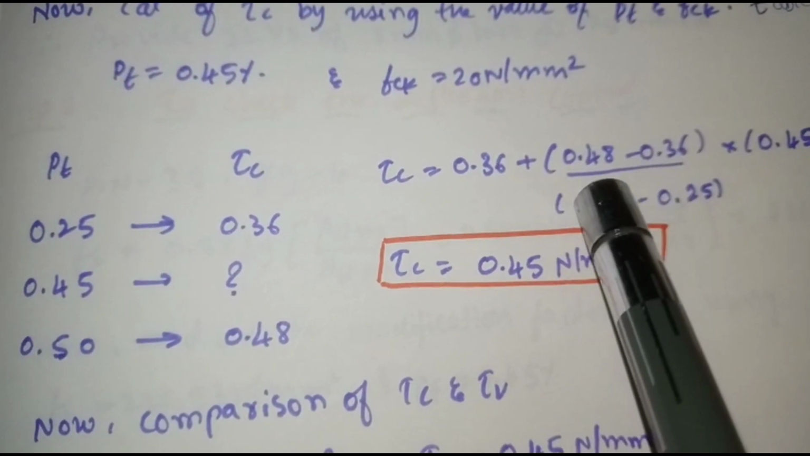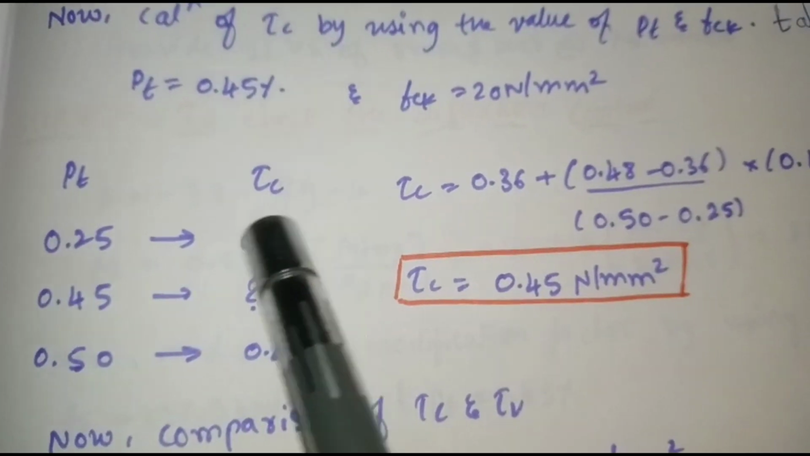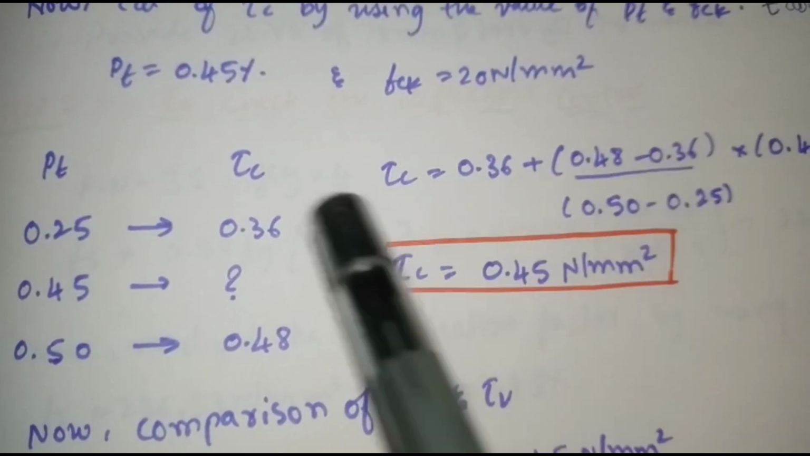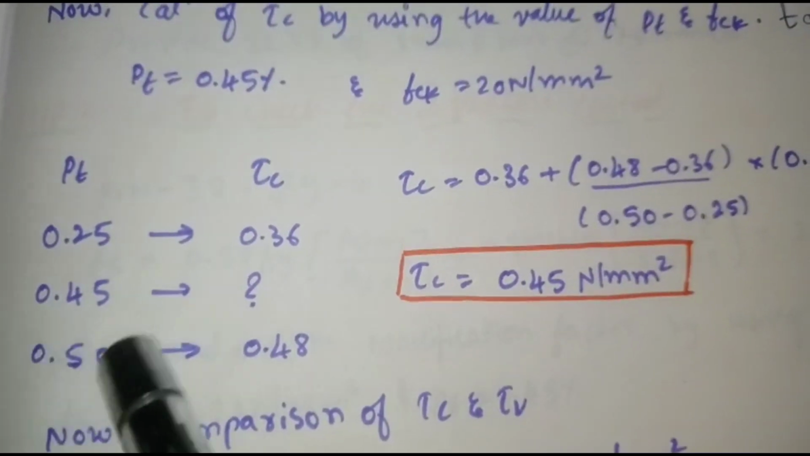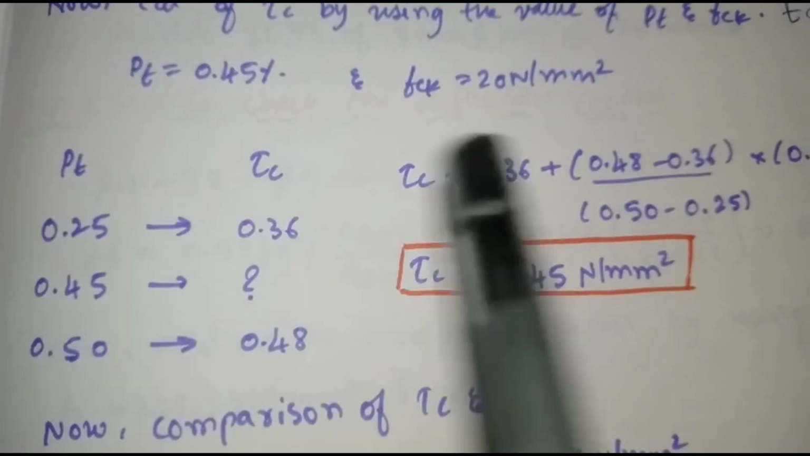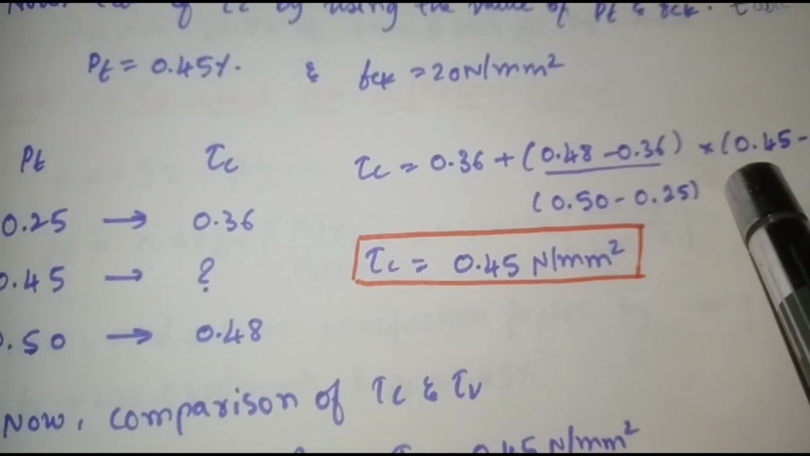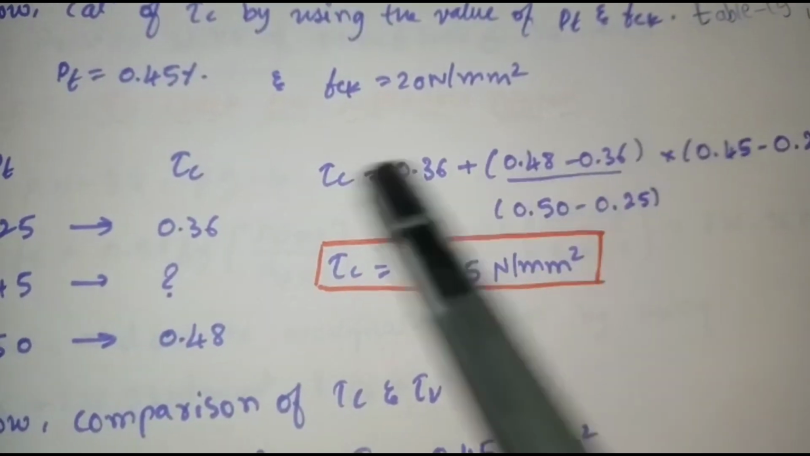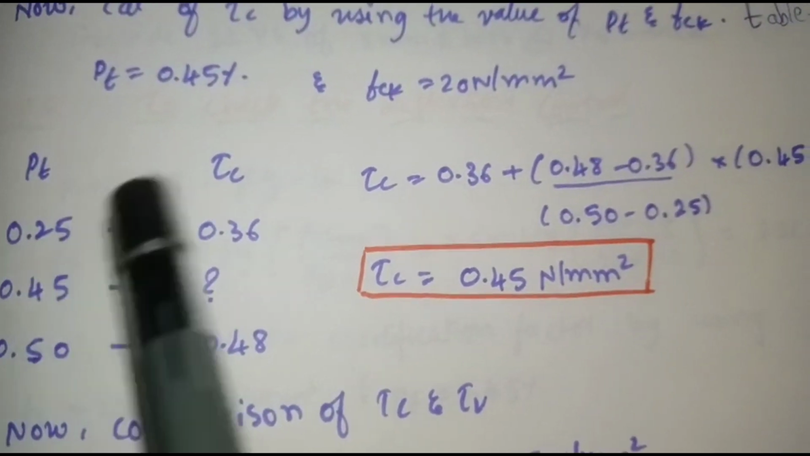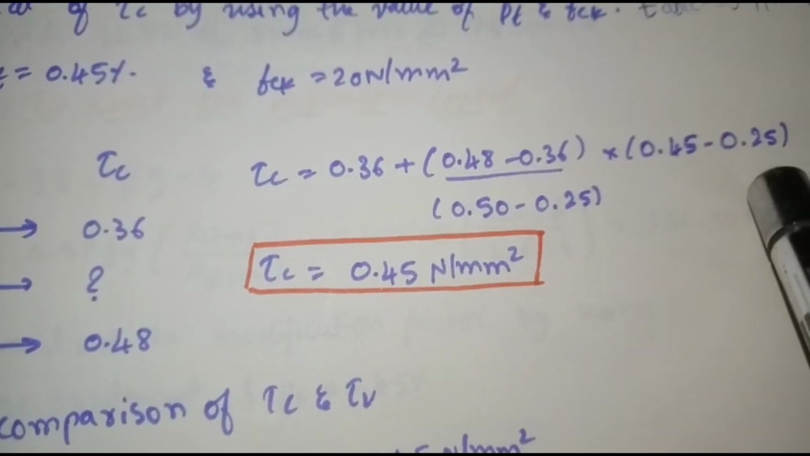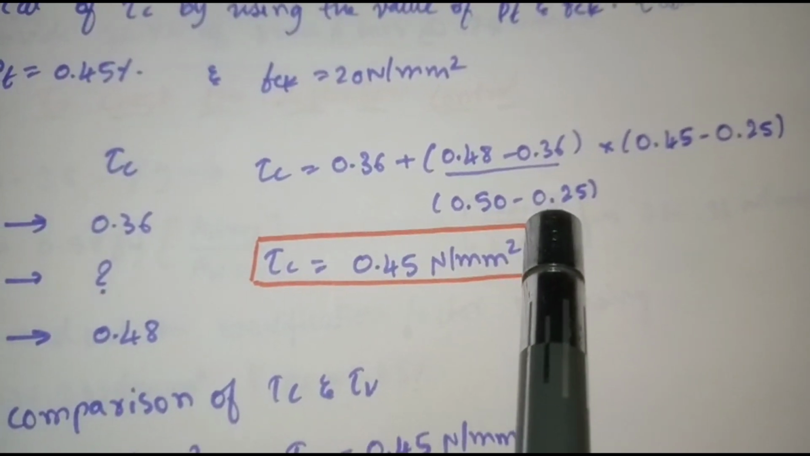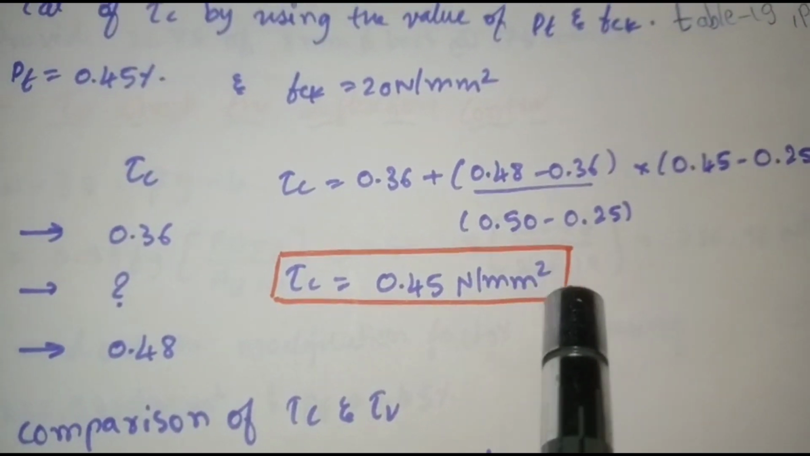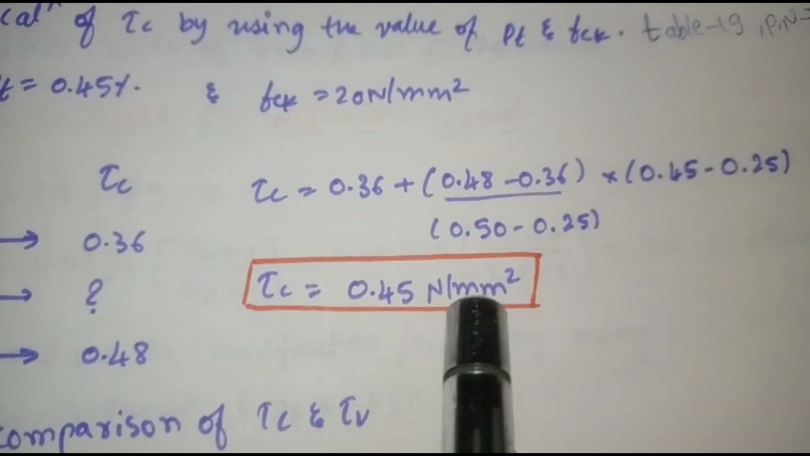Plus the greater value minus the least value, that is 0.48 minus 0.36, divided by the greater value minus the least value, that is 0.50 minus 0.25, into the value which you want to find, that is 0.45 minus the least value, 0.25. So simplifying this, we'll get our tau C value as 0.45 Newton per mm square. So this is how we do the interpolation.